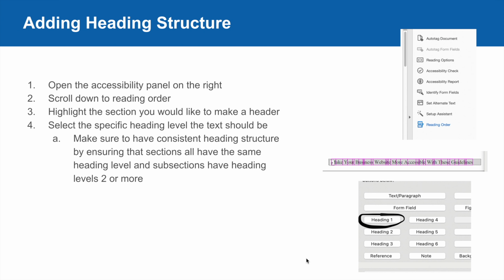One thing to note about heading structure is that we want to make sure to have consistent structure throughout the file. So if we see text that is around the same font size, or a new section under a main section, we may note these as the same heading levels, such as heading level 2 or heading level 3.